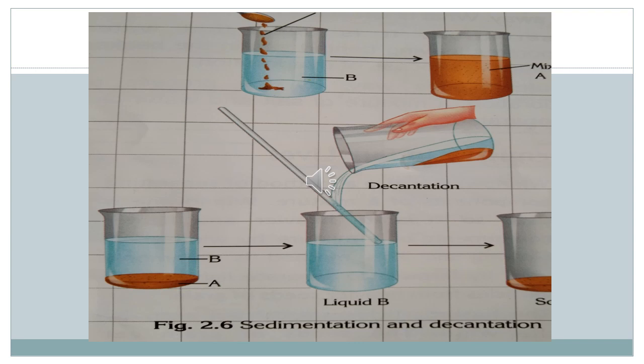You see that, children? The mixture of A and B, then how A settled down, how the liquid component B is decanted. After that we can separate them easily. Liquid B is separated in one beaker, and solid A can also be separated in another beaker.